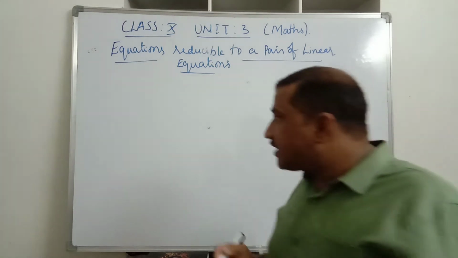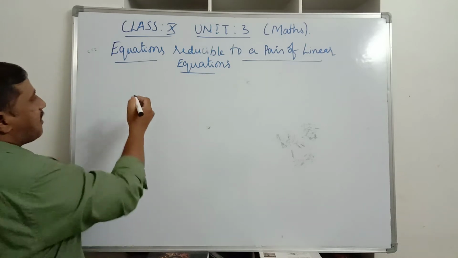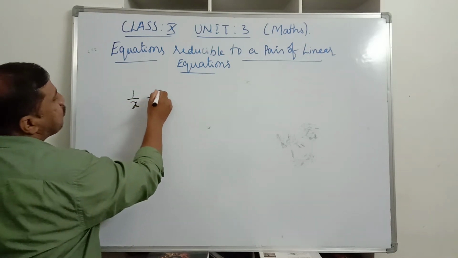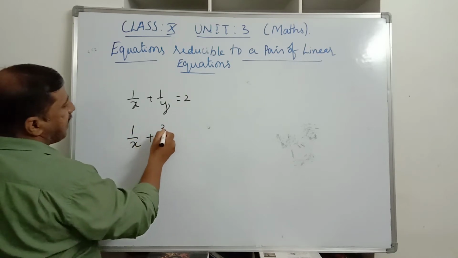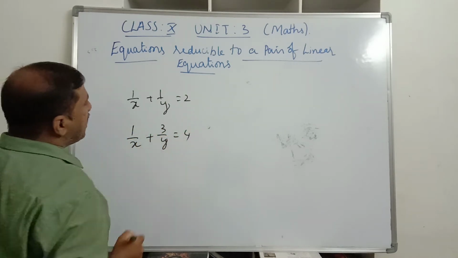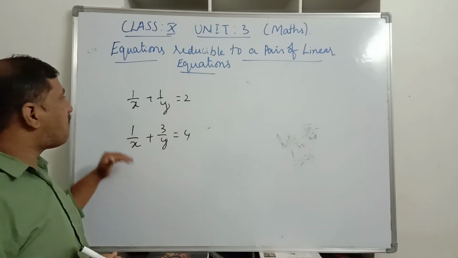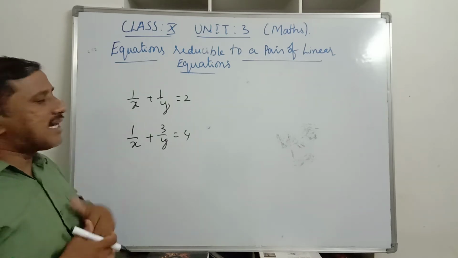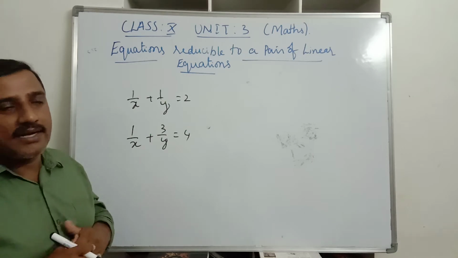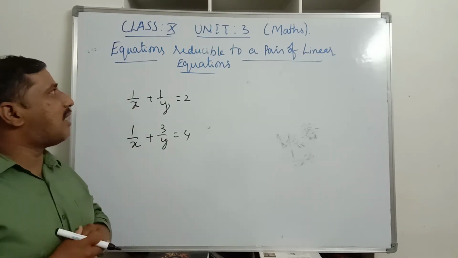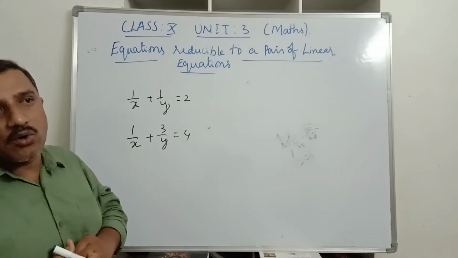Now what are the equations which are not in the form of a pair of linear equations? For example, 1 by x plus 1 by y is equal to 2, 1 by x plus 3 by y is equal to 4. You see here, these equations are not in the linear equations form, as here the variables x and y are in the denominators. We need to change them to the linear equations form. We will discuss how to change.